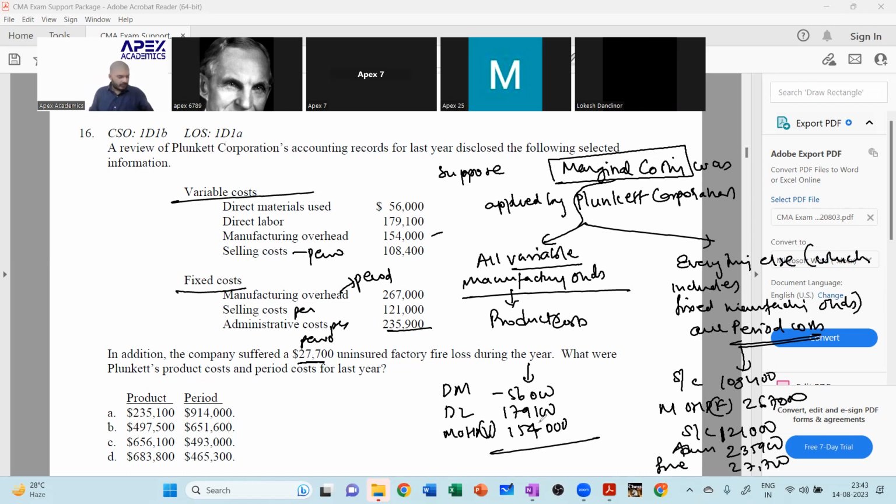Take total 56,000 plus 179,100 plus 154,000. It is 389,100. Over here the total is 108,400 plus 267,000 plus 121,000 plus 235,900 plus 27,700. Your answer is 760,000. This is under marginal costing.